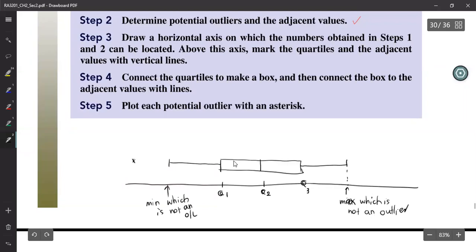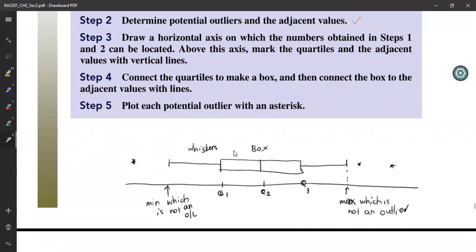If there are outliers, you have to mark them using asterisks. If there are, maybe there are, maybe there are not. So your box plot will look like this, right? Now, depending on the range of your data, sometimes your box will be very fat, sometimes it will be very lengthy. So this is the box, and these are called the whiskers, right? So sometimes this is called box and whisker plot.